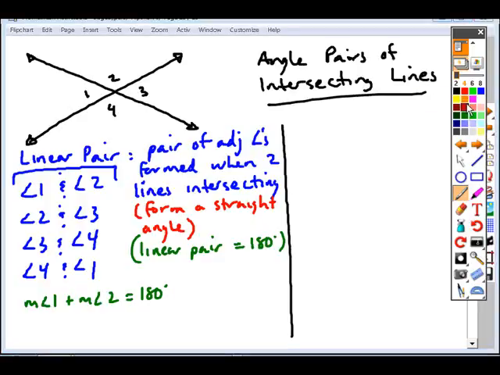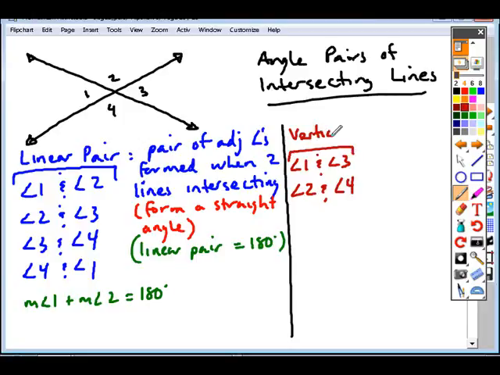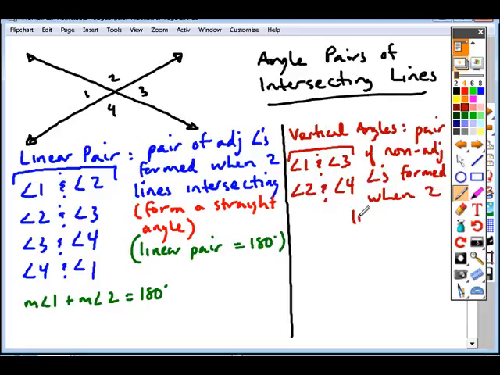There's a second pair, the non-adjacent angles. So angles 1 and 3, or angles 2 and 4. And these non-adjacent angle pairs are called vertical angles. Okay, and vertical angles are a pair of non-adjacent angles that are formed when two lines intersect.